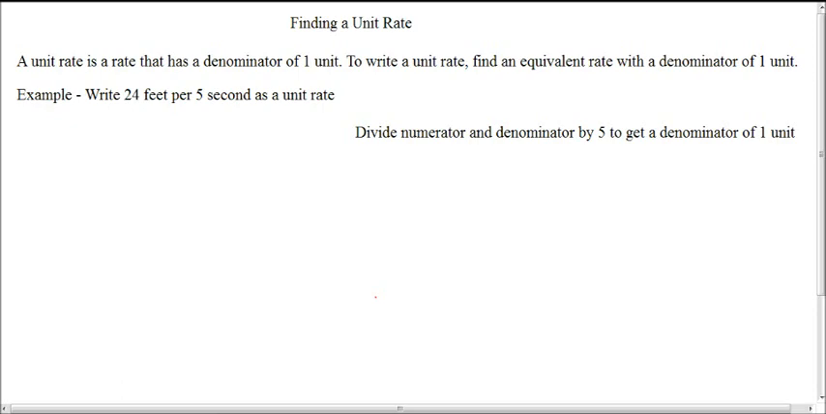If we were writing 24 feet per 5 seconds as a unit rate, so what we will have is 24 feet, and per, that's our line, 5 seconds.